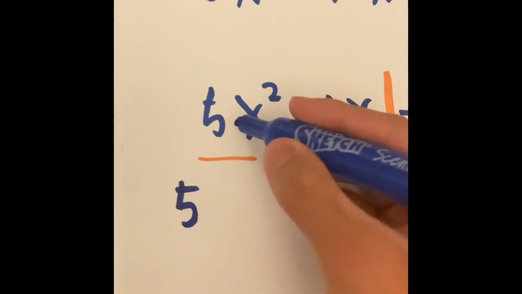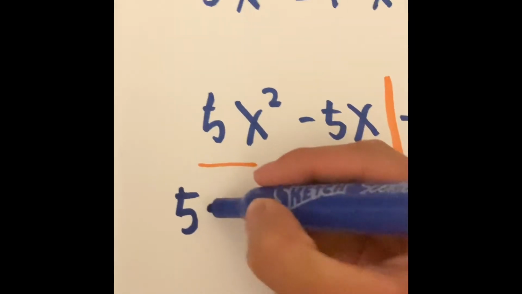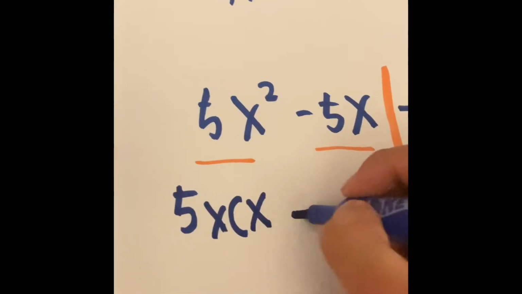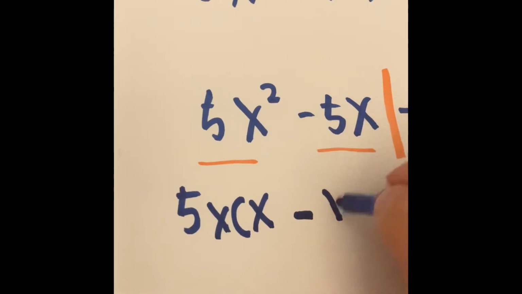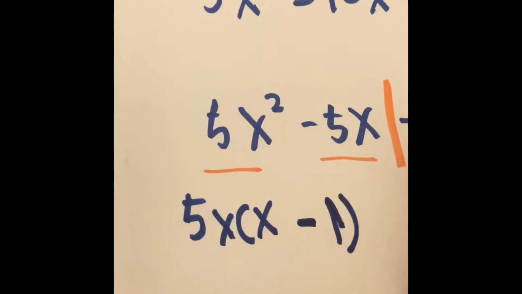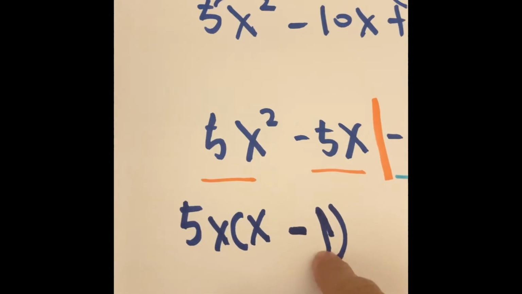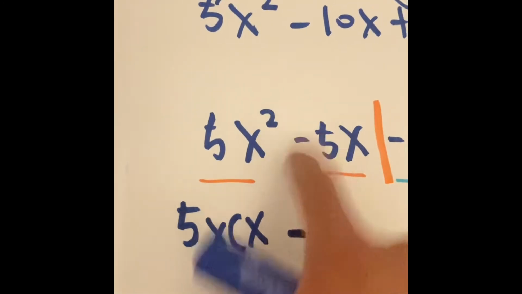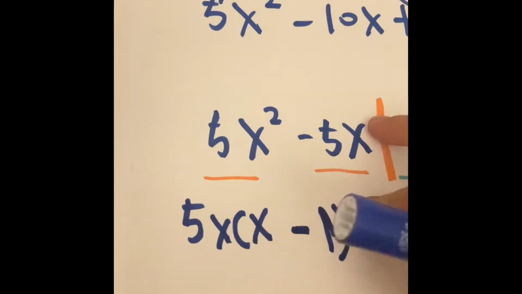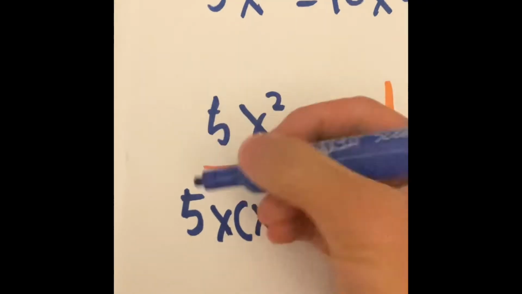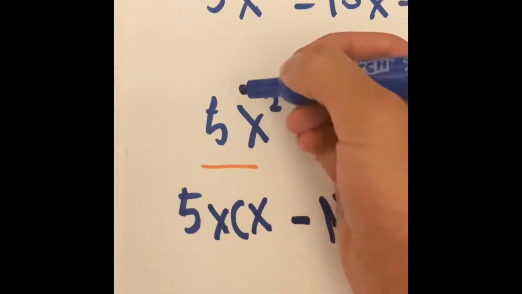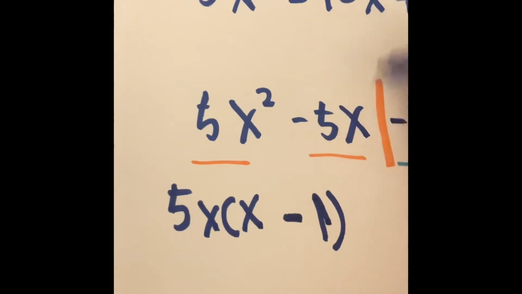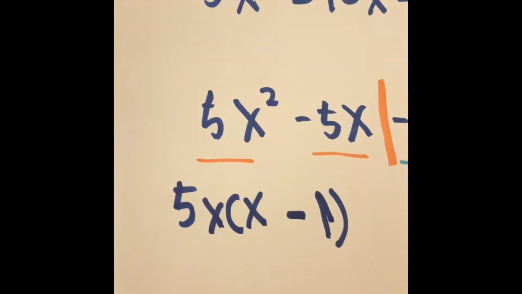5 can be divided by 5 and 5. So 5x, x, minus that, because we have a negative, 1. If you have an expression on the bottom, see if it works if you simplify it to get it back to the top. If it does, then you're doing the correct work. So 5x times x is 5x squared, and 5x times negative 1 is negative 5x. Let's try the other side now.